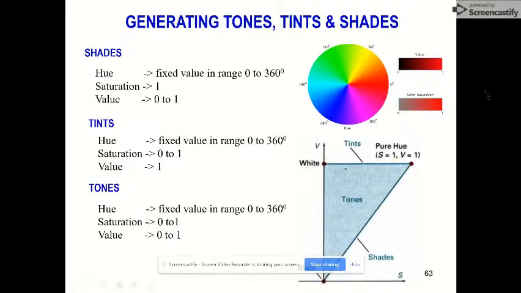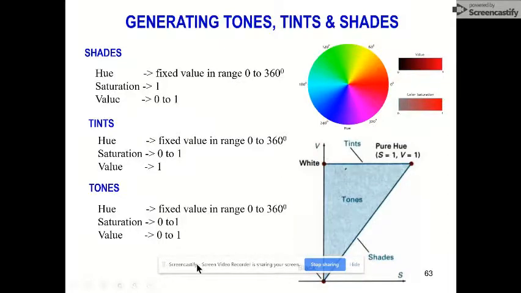So let's see how we are going to generate tones, tints, and shades in this. It describes the color. You can pick the color by specifying the hue. Consider in this diagram, if the hue value is 0, it picks the red color. When hue value is 120, it picks the green color. So for getting the different shades, you fix the hue value at a particular color, and then you keep the saturation at 1, which means that the color is not diluted, the color is original, and then you adjust the value V, from 0 to 1, to get the different shades of that color.